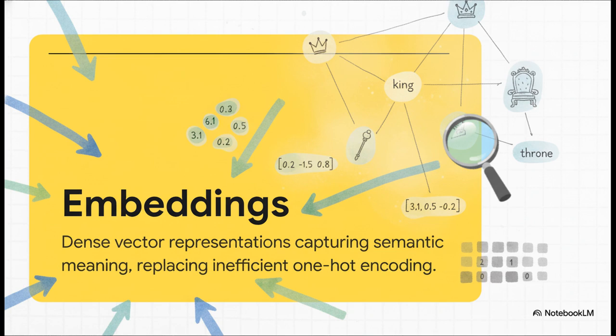Now, you might have heard of older methods like one-hot encoding, which is basically a giant checklist that just says if a word is there or not. It's super inefficient. Embeddings are different. They create these rich, dense lists of numbers, we call them vectors, that capture the meaning of a word. You can think of it like giving every single word a coordinate in this massive meaning space, where words like king and queen or walking and running are actually located close to each other.